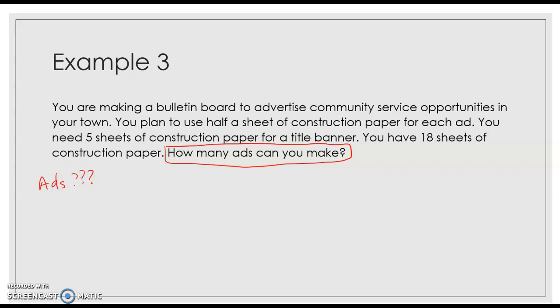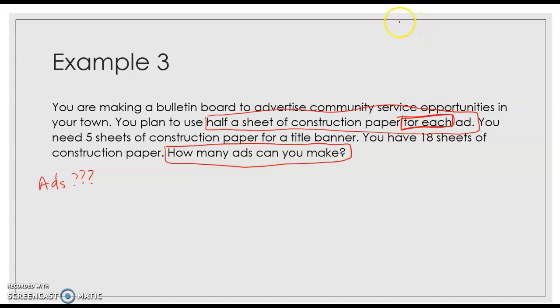So now what do we know? Now let's go figure out what we know. Evidently we're making a bulletin board. This is just filler stuff up here, right? Giving us background as to what we're doing. Now we're getting into things that we need to know. You plan to use half a sheet of construction paper for each ad, right? So in here, this is our keyword, right?